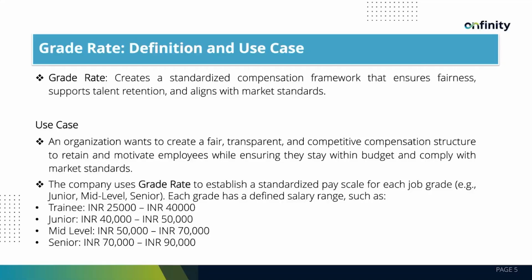The training level is from 25,000 rupees to 40,000 rupees. The junior level is from 40,000 rupees to 50,000 rupees. The mid-level is from 50,000 rupees to 70,000 rupees, and the senior level is from 70,000 rupees to 90,000 rupees. This structured approach ensures equitable compensation practices, simplifies salary management, and aligns pay with both internal policies and external benchmarks.